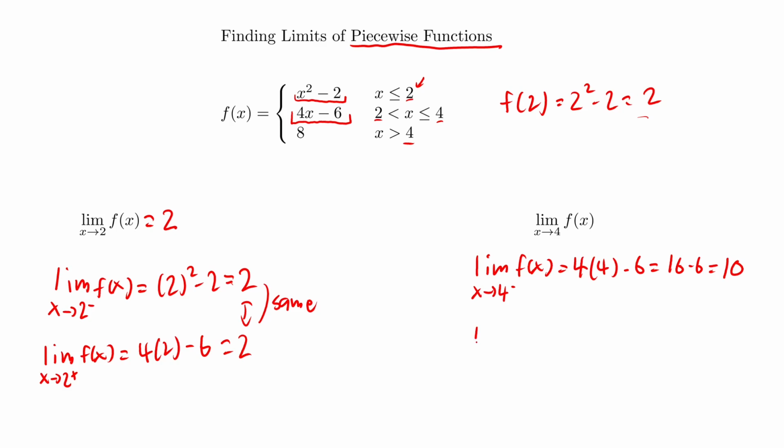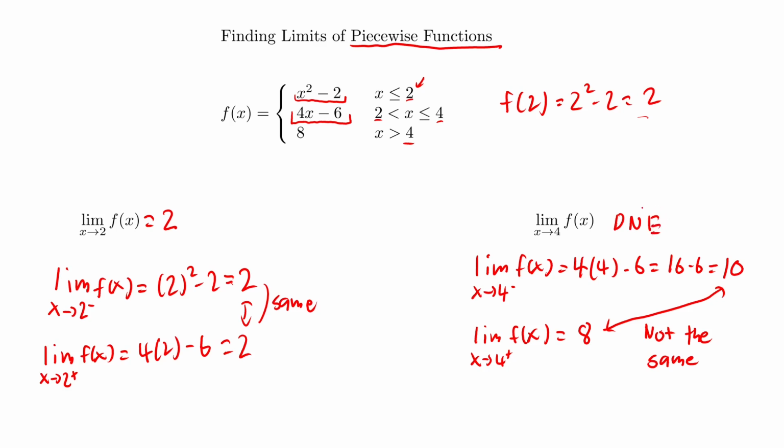And then if I want to find the limit as x approaches 4 from the right of f of x, that's just going to be the bottom piece when we plug in 4. Now, of course, because this is a constant, when you plug in 4, nothing happens. It's just 8. So notice here that these are not the same. And thus, the two-sided limit in this case does not exist.